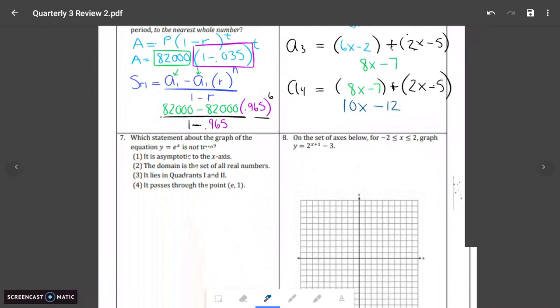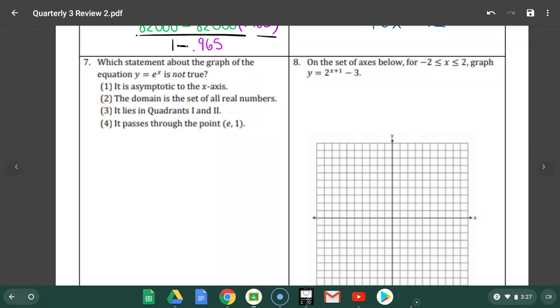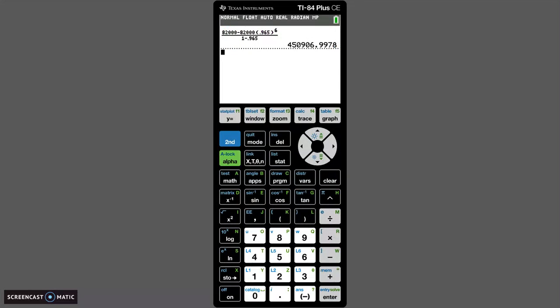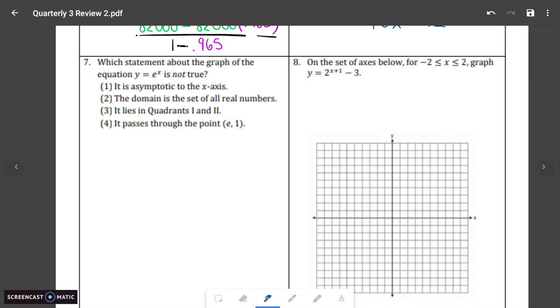Now, when I look at number 7, do not make it anything too hard for yourself. You have the graphing calculator. Let's utilize it. So y equals e to the x. And we can look at what that graph looks like together. Okay, so we can go and see what the descriptions say and which one our best answer is.